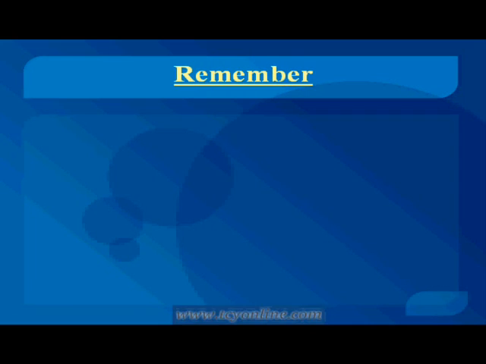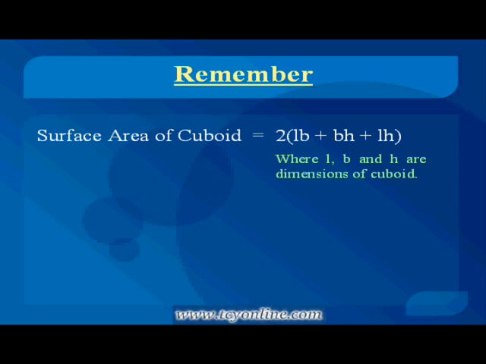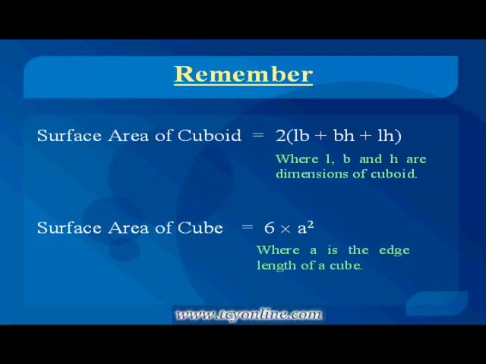Please remember the important formulae being repeated here. Surface area of a cuboid is equal to 2 times LB plus BH plus LH, where L, B and H are the dimensions of the cuboid. Surface area of a cube is equal to 6 times a square, where a is the edge length of a cube.